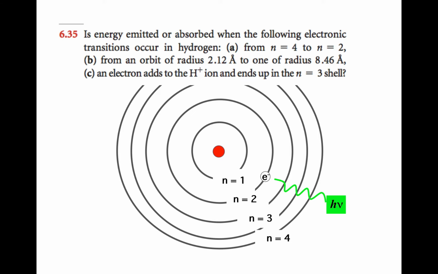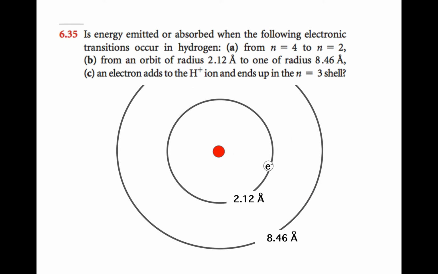From an orbit radius of 2.1 angstroms to one of 8.46 angstroms. So if the electron's going further out, you'd have to absorb energy to do that, right? To make an energy jump up to a higher energy level, you got to put energy in, and that'll make it jump. So it's an absorbing process.